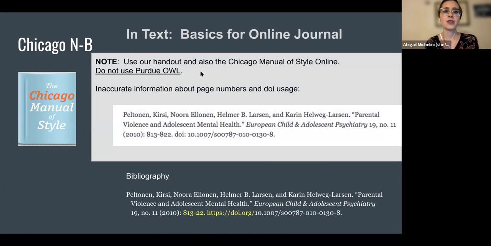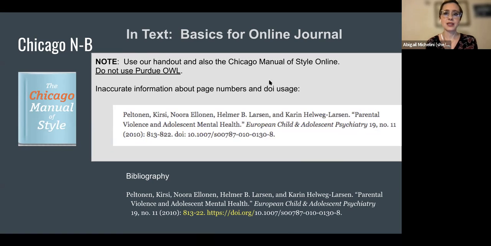Okay. Use our handout or the Chicago Manual of Style online. They have a website that's really great that's connected to our website. Do not use Purdue OWL. They do have very inaccurate information, unfortunately, and it is problematic.